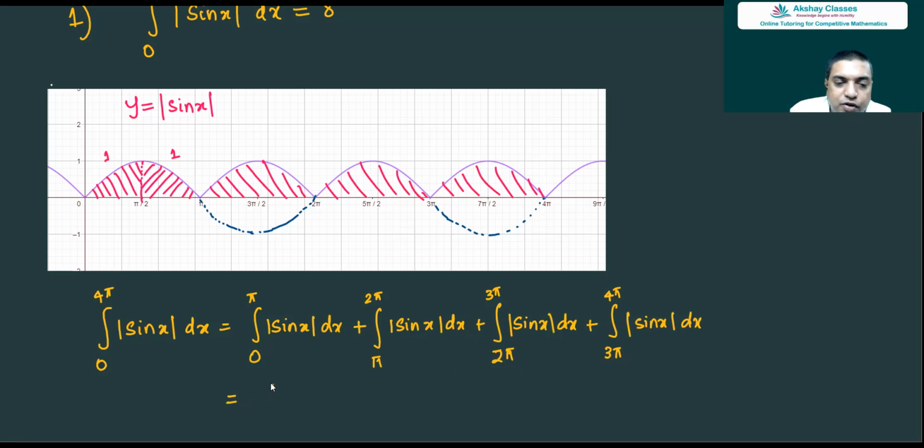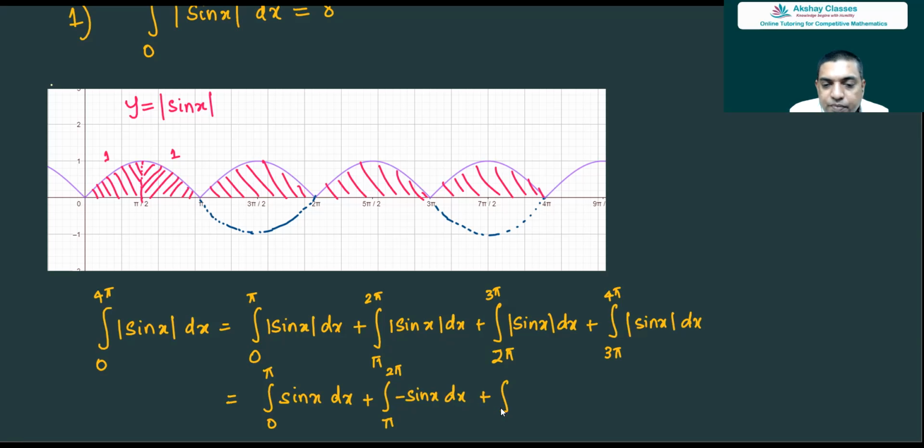And then remove the modulus. Between 0 to pi, sin x is positive. So mod of a positive expression will be the expression itself. Between pi to 2 pi, sin x is negative. So modulus of sin x will be minus of sin x.